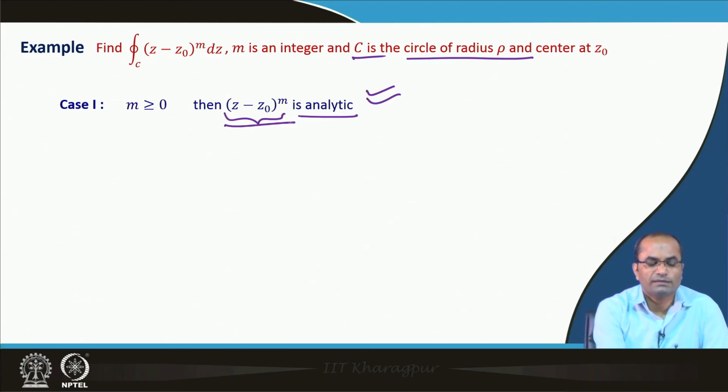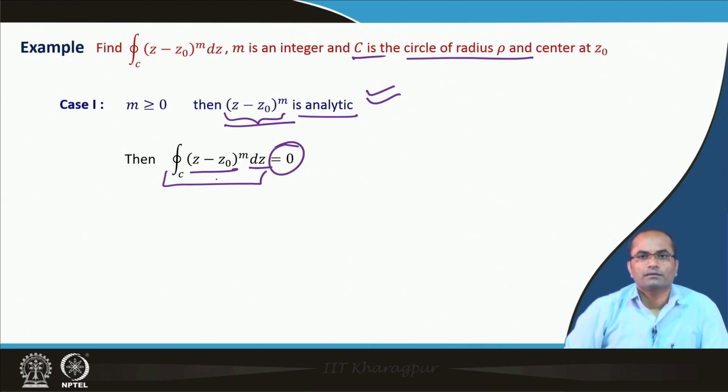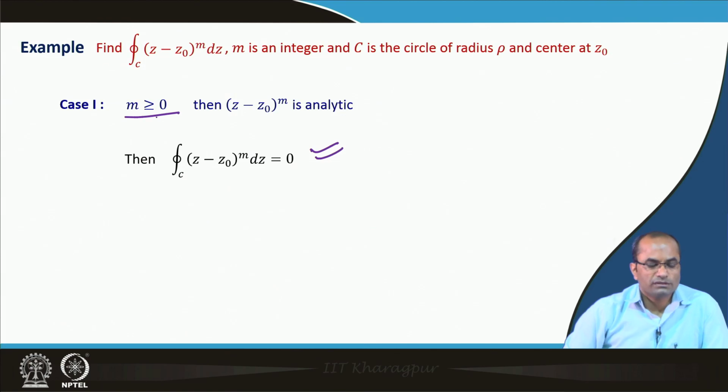Hence the value of the integral of (z minus z0) to the power m dz will become 0, since it is analytic on this closed curve. We could obviously use the first formula, parameterize it, and naturally we would get 0, but since we know this is analytic, we do not have to go through all the parameterization. So, this value is 0 when m is greater than or equal to 0. This is the one result we have.